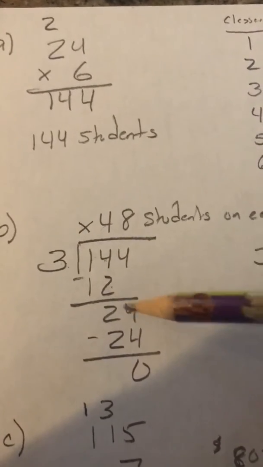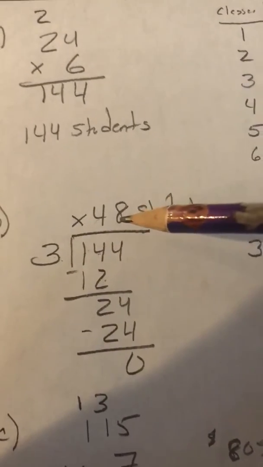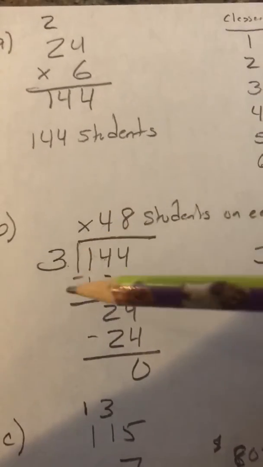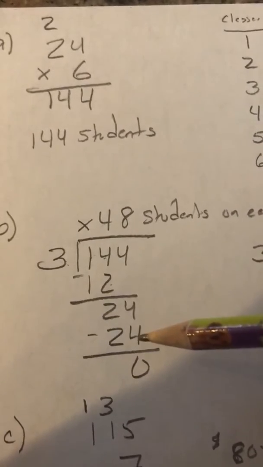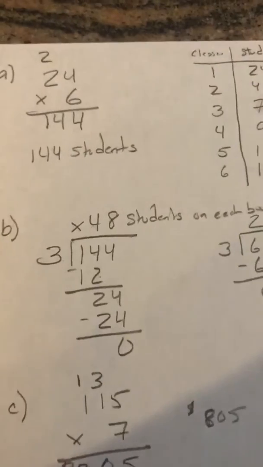I'm going to bring down the 4. Now I have 24. How many groups of 3 can I make? I can make 8 groups of 3. And then 8 times 3 is 24. So I end up with nothing left over. So we're going to have 48 students on each bus.